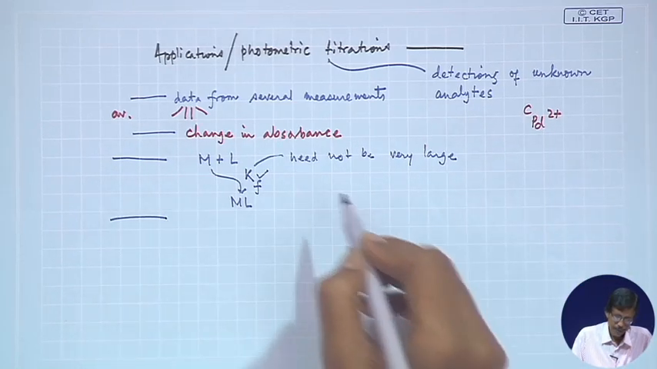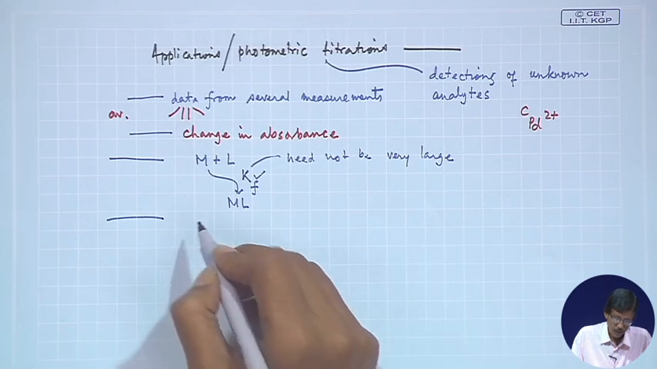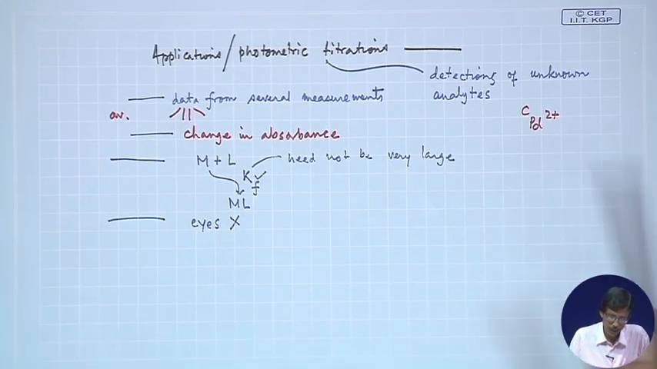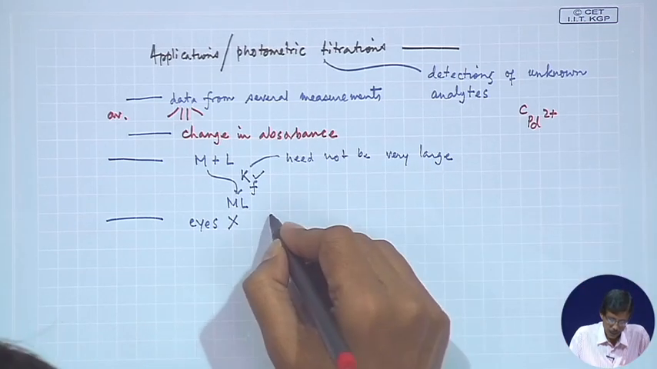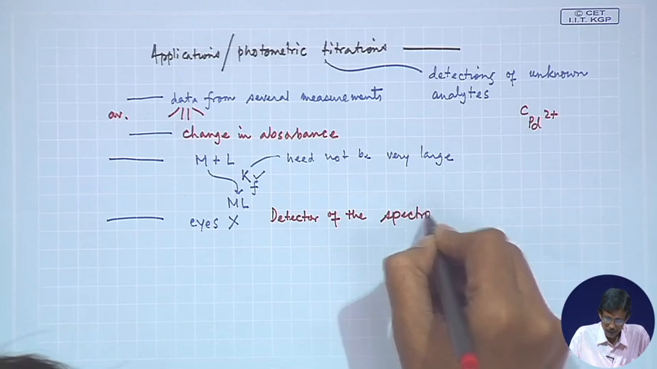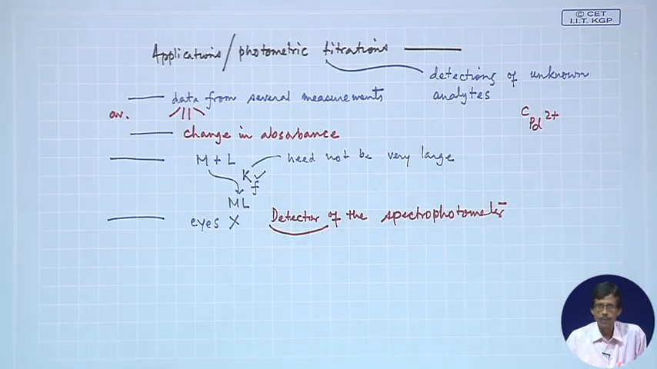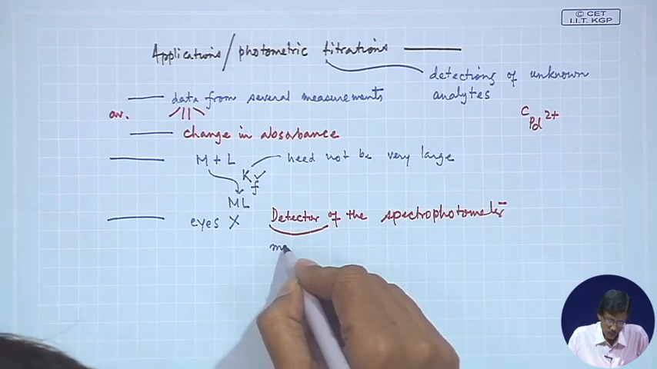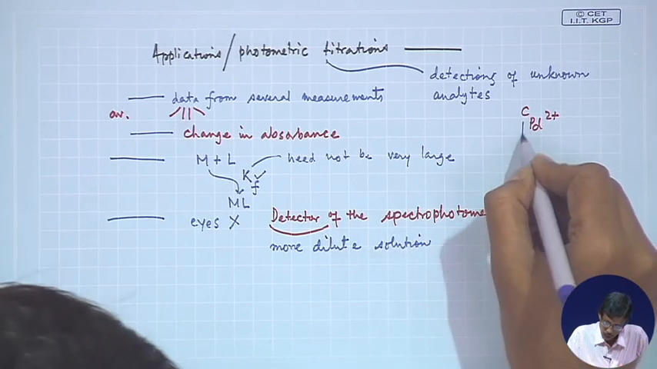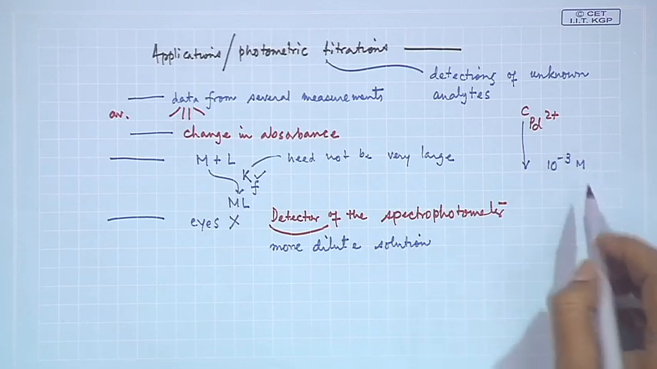So, the K value is not required to be much, and since the detection is not manual, that means not visual, not by our eyes, our eyes are not utilized to detect the color change or the intensity of the color. It is the detector of the spectrophotometer which is being utilized. The eyes are replaced by the detector. So, we can use more dilute solution, that means we can go down to a low concentration of say 10 to the power minus 3 molar, which we cannot do for usual manual titrimetric methods.